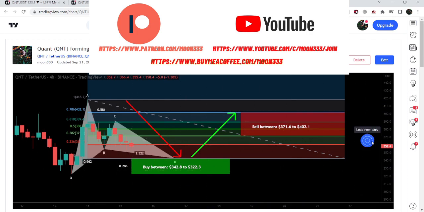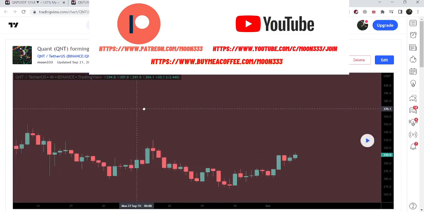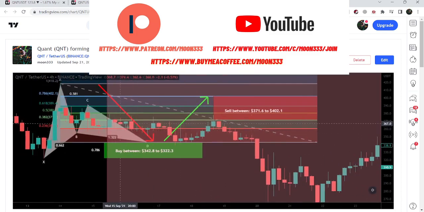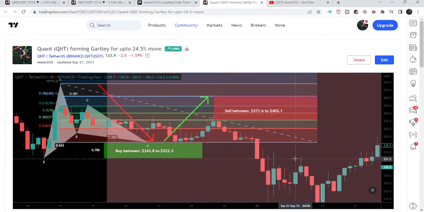And after playing this chart, we can see that the price line nicely completed the final leg of this Garley pattern that was formed on this 4-hour time frame chart. And after the completion of this Garley pattern, you can see here it completed the leg, then it reversed very well, and after hitting the sell target zone that I've defined as per the Fibonacci sequence of this Garley move, the price line again moved down.